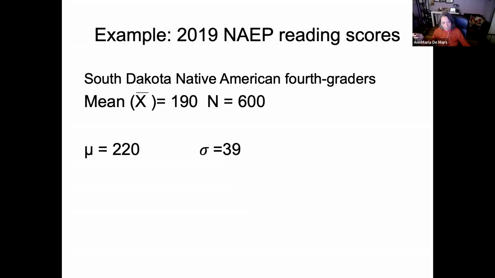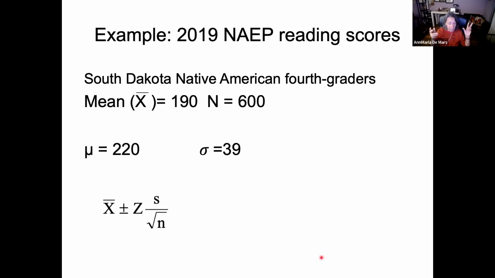Let's step through an example. We have the 2019 National Assessment of Education Progress reading scores, and I have the scores from the National Center for Education Statistics of 600 South Dakota Native American fourth graders. So this is the actual mean for 2019 of this sample, and it was 190. The population mean was 220, and the population standard deviation was 39. So in this case, I actually do know the population standard deviation.